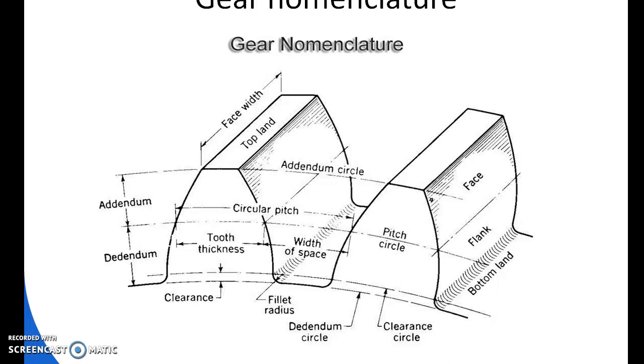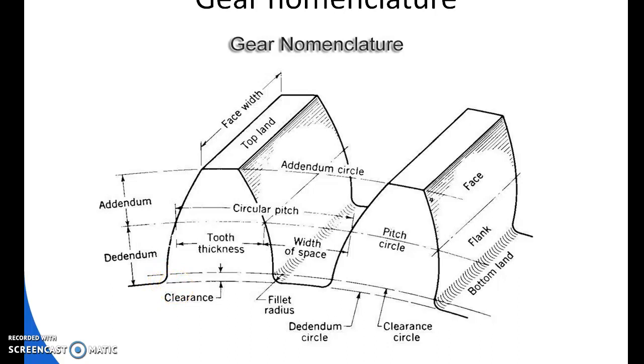Whole depth. It is the total depth of the tooth space equal to the addendum plus dedendum. Means if we add the addendum and dedendum, we will get the whole depth, this one. Next, tooth fillet. It is the radius, or fillet radius, which connects the root circle and the tooth profile. Here we can see the bottom surface of the tooth which is a circular face, this small radius is known as tooth fillet or fillet radius.